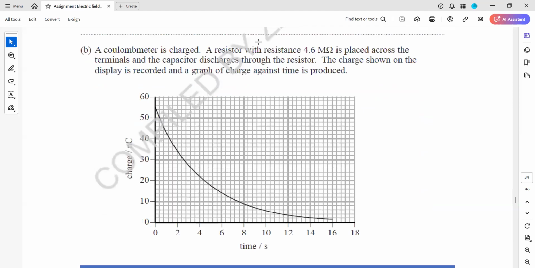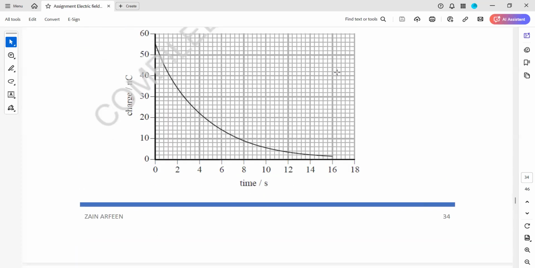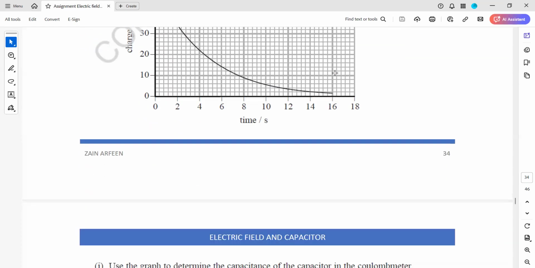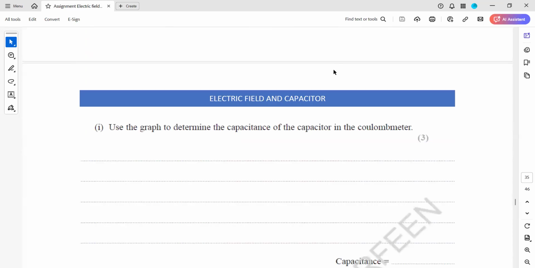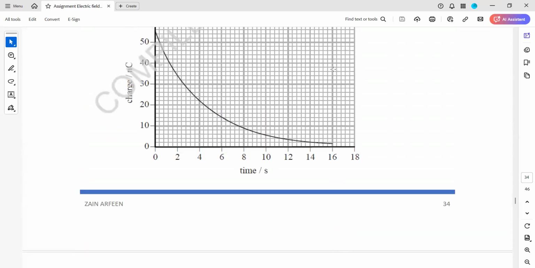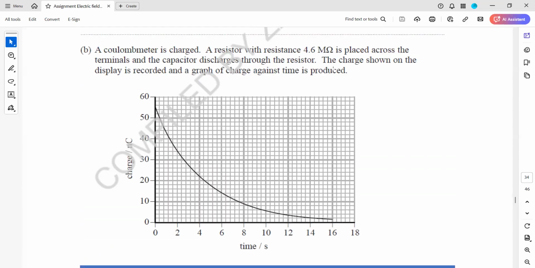A Coulomb meter is charged, and a resistor with a resistance of 4.6 megaohm is placed across the terminals and the capacitor discharges. So this is a discharge. The graph is there. The charge shown on the display is recorded, and the graph of charge against time is plotted. Use the graph to determine the capacitance of the capacitor. So how can we use a graph to determine the capacitance of the capacitor? The charging and discharging graphs are always exponential changes.